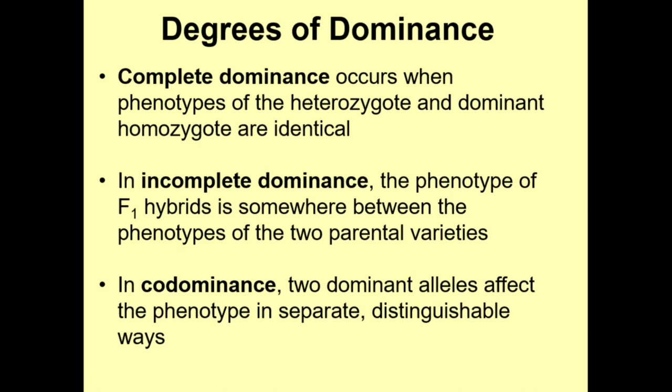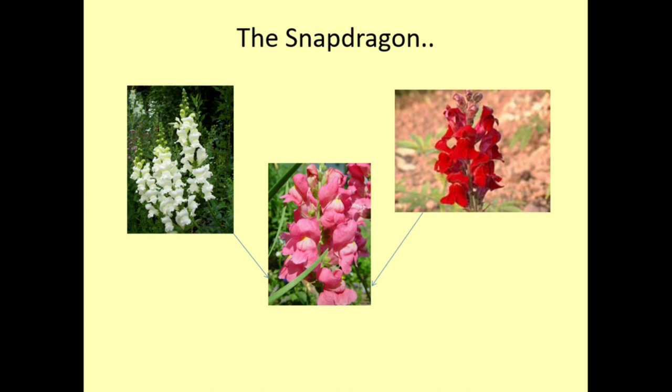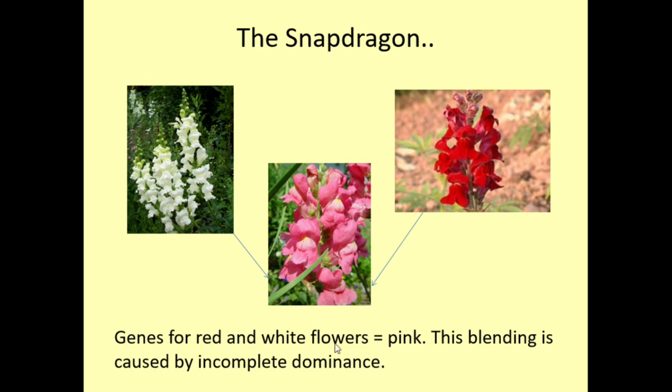So let's have a look at the two that we haven't looked at yet. In the snapdragon, a type of plant, we find incomplete dominance. If we take a true breeding white flowered snapdragon plant and a true breeding red snapdragon plant and cross them, our F1 generation will be entirely pink flowers. You can see that we've got a mix of the red and white here. We're not getting red or white, we're getting a mix of the two, this purpley pink color. So the genes for the red and white flowers will give us pink offspring. It's a type of blending and it's caused by incomplete dominance.